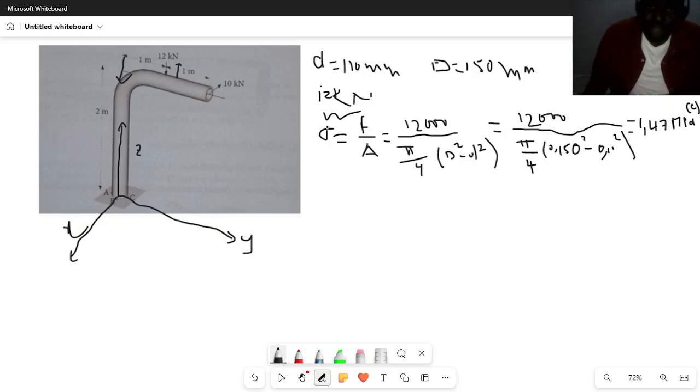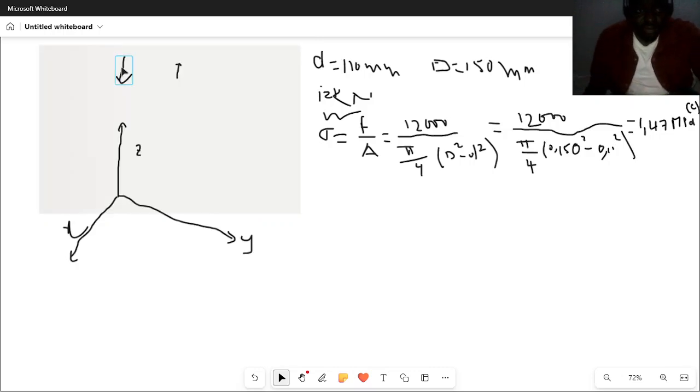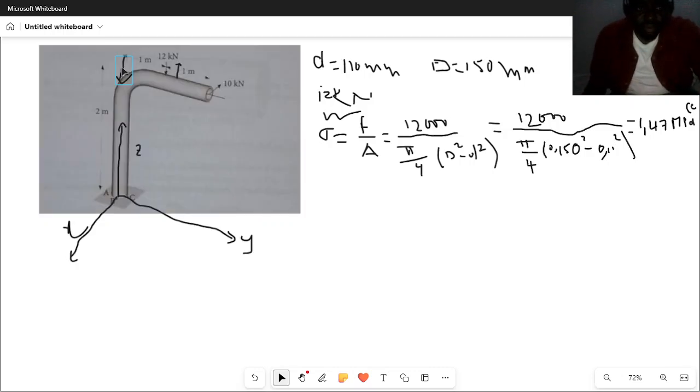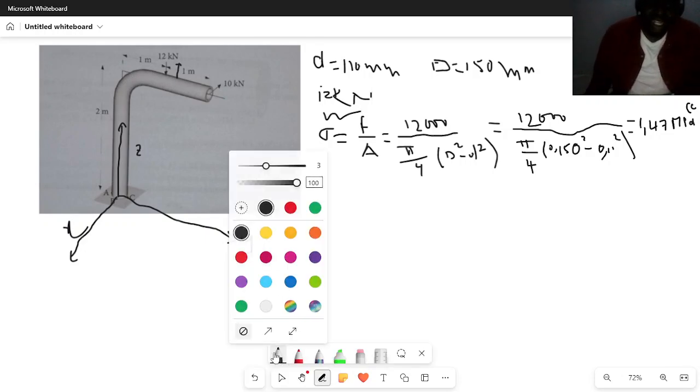Now, you look at the 12 kilonewton. What is the other effect that it is causing under this system? To know that is quite easy. You just look at the system here, the force 12 kilonewton. What is it perpendicular to?